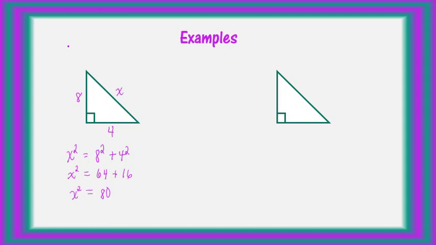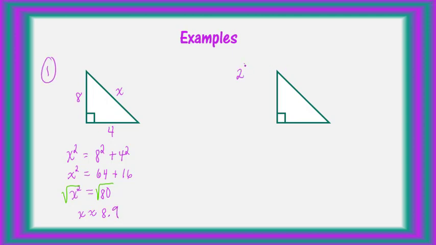equals x squared. In order to determine what x is, since I have a square, the only way to undo a square is to take the square root. Whatever you do to one side, you must do to the other, which leaves me with x is approximately 8.9.